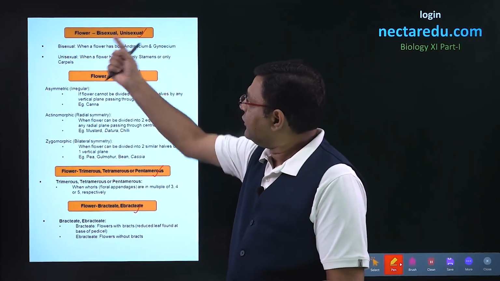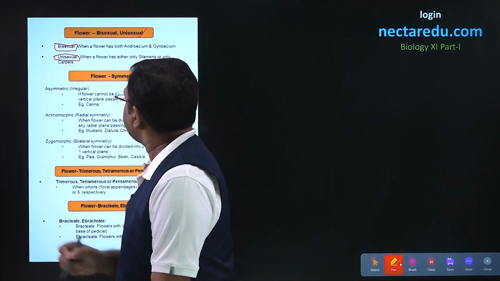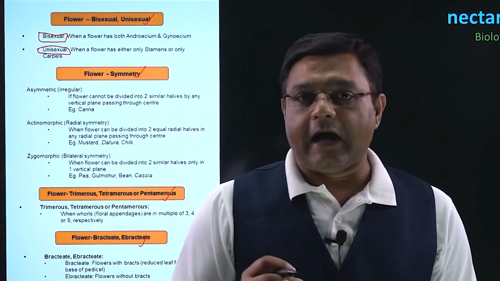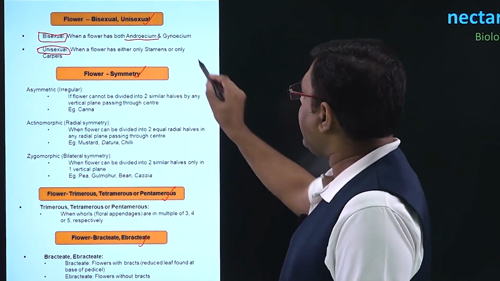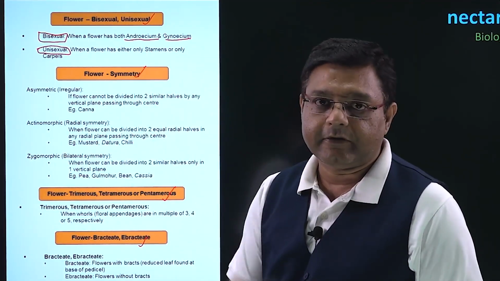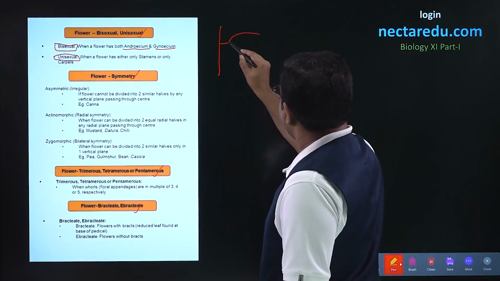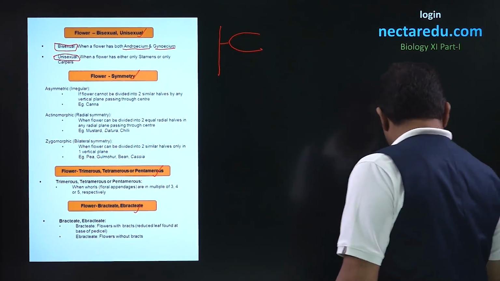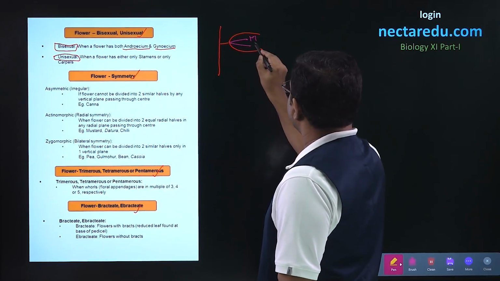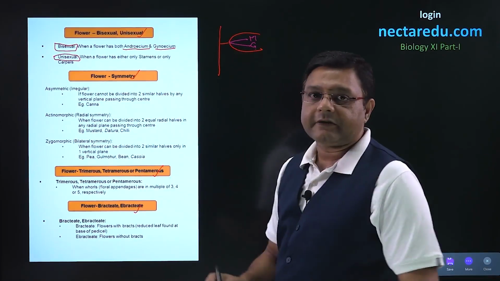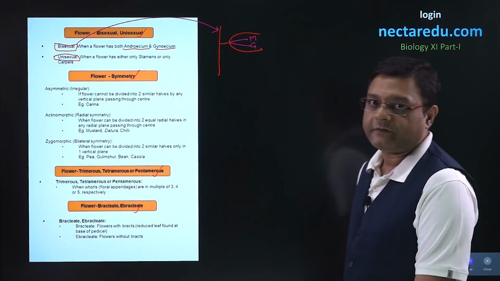Now first we will look into the differences between bisexual flowers and the unisexual flower. Now, bisexual flower is the flower in which both male part, that is androecium, and female part, that is gynoecium, is present. So, we can assume that this is a flower, and in this flower, there is male part, that is androecium, and also gynoecium. So, both parts, if present in a single flower, this flower is called as bisexual flower.